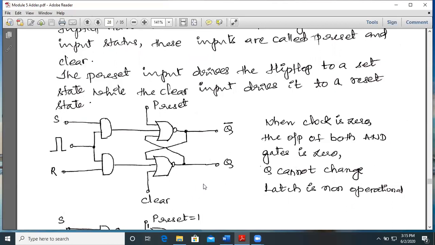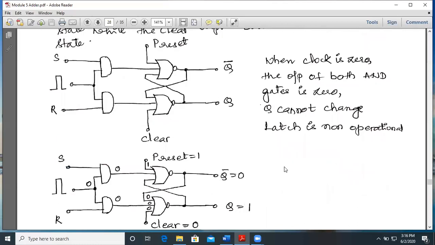So this preset signal drives the flip-flop to the set state, while the clear input drives it to the reset state. We get these even if the clock is not present, or the clock is 0. This is what we need to see now.